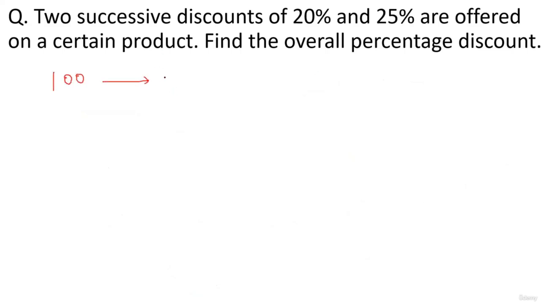Okay, successive discounts of 20% and 25%. We offered a 20% discount on 100, which is 20% of 100. 20% of 100 is 20 rupees. So the new price is how much? 80 rupees. Okay, now on this 80 rupees you are offering a discount of 25%, right? 25% is basically 1/4. 1/4 of 80 is how much? 20 rupees again. 20 taken out of 80, how much is left? 60. Right, so initial value was 100 and final value is 60.